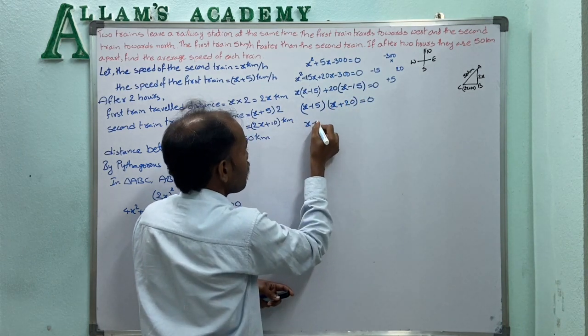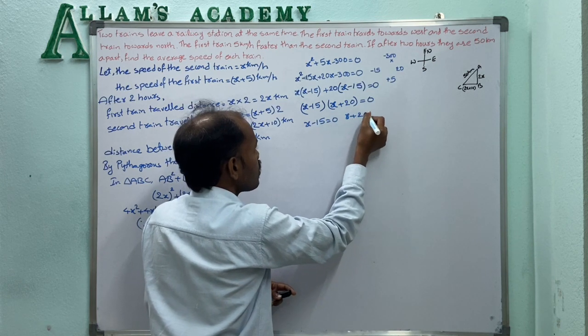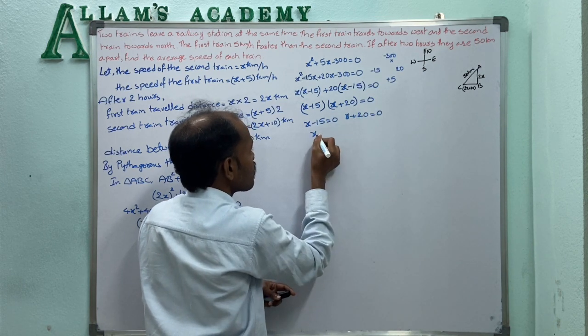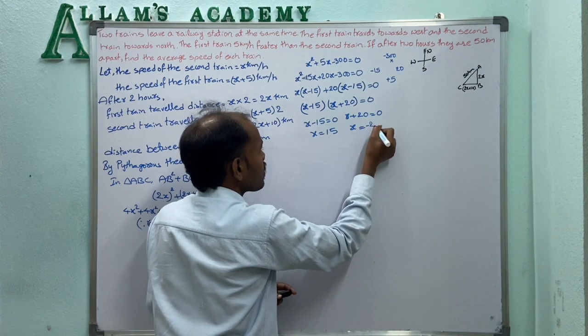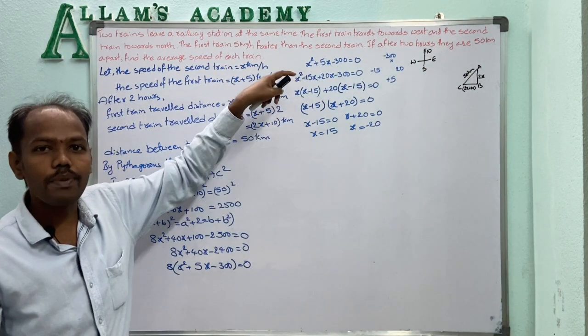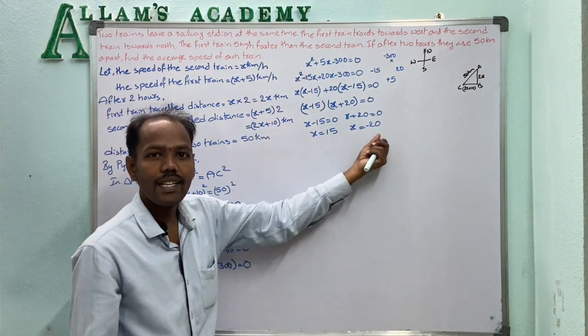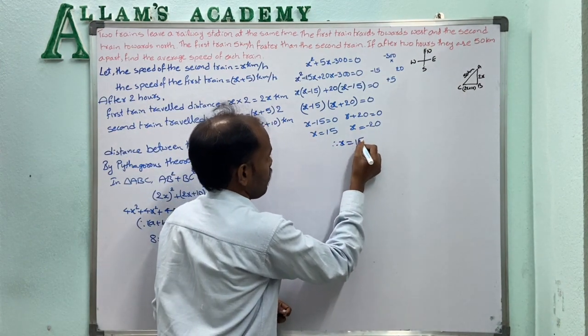That means either x minus 15 equal to 0, otherwise x plus 20 equal to 0. If x minus 15 equal to 0, then x equal to 15. If x plus 20 equal to 0, then x equal to minus 20. We are finding the speed of the train. So speed of the train is not a negative value. Therefore x value is equal to 15.